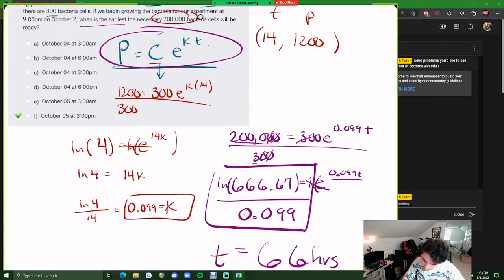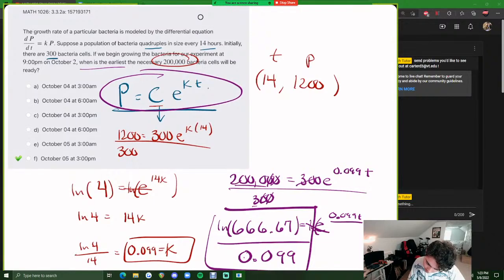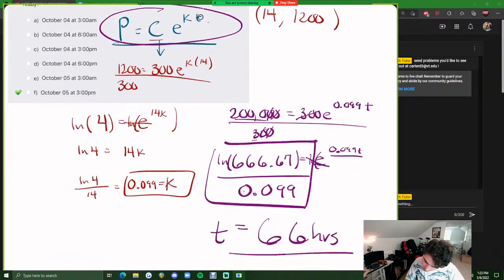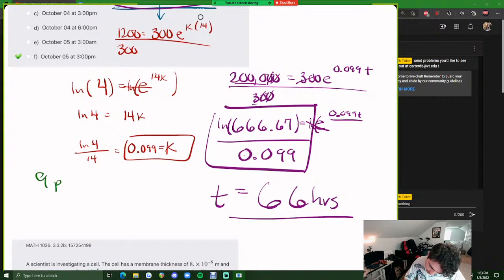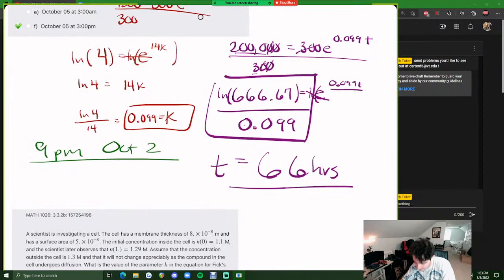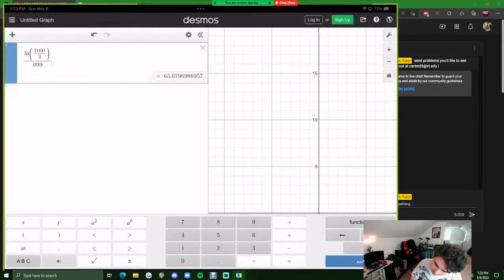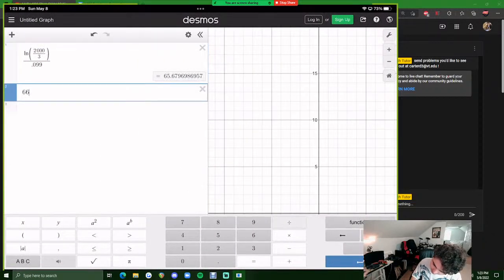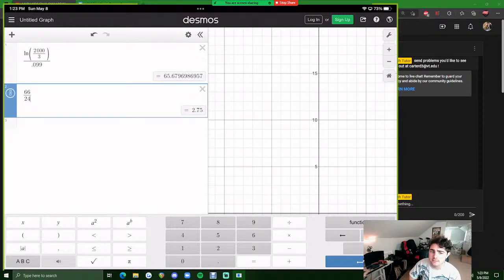How do we use that? We know that the experiment is starting at 9 p.m. on October 2nd. We want to add 66 hours to that, okay? So let's think about this. How many days is 66 hours? If we divide 66 by 24, we're getting 2.75 days.